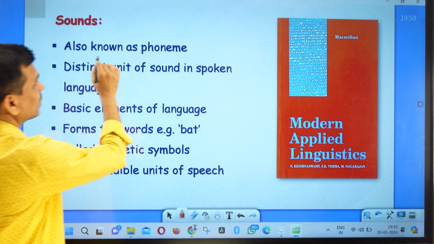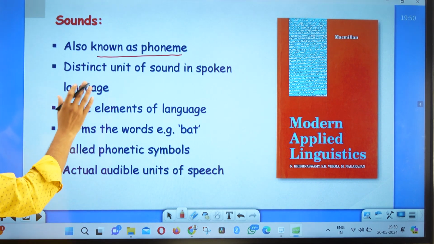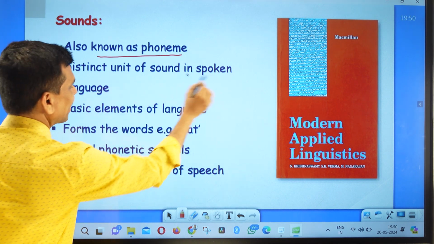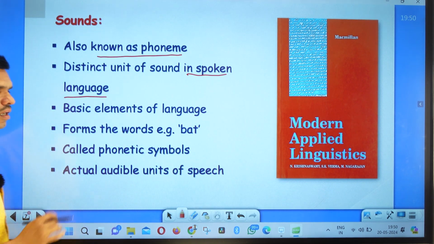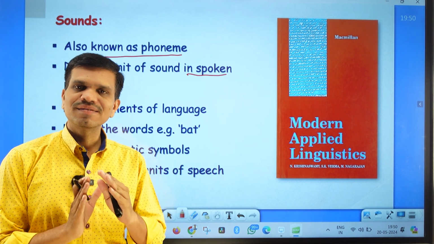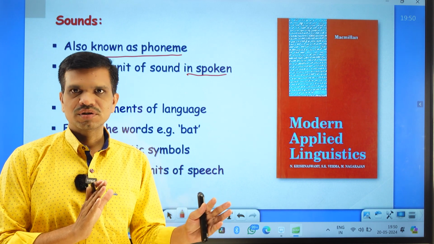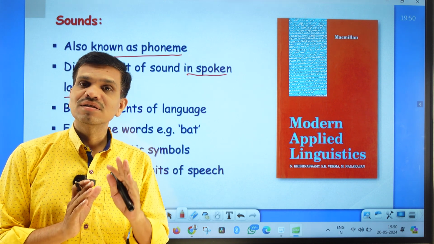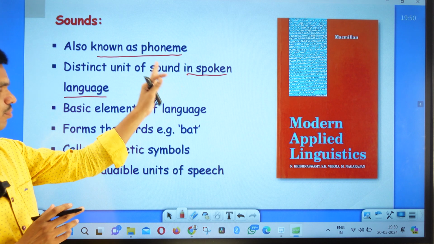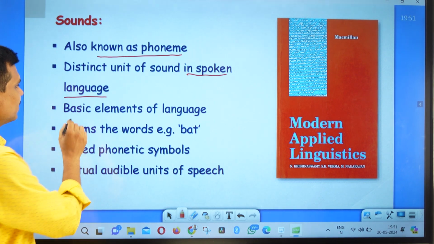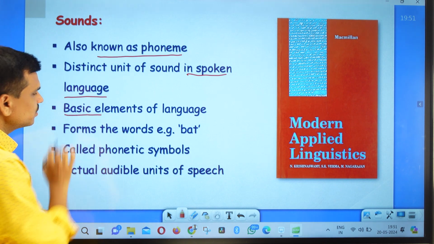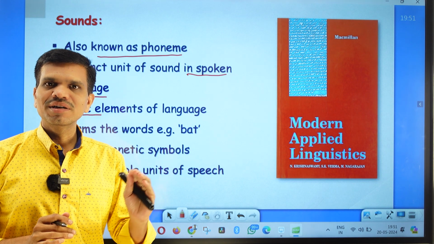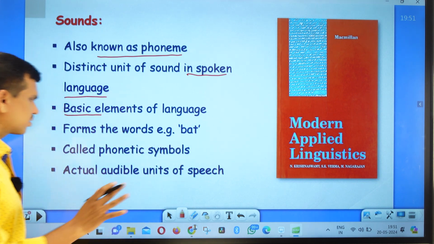Now sounds are also known as phonemes. So these phonemes are nothing but distinct units of sound in spoken language. So it is directly related to spoken language, and these sounds are distinct, meaning they are different from other sounds. For example, I am speaking to you, and each word I am producing has a different set of sounds. So this is basically in spoken language. These phonemes are the basic elements of language. Without these phonemes, or without these sounds, we cannot have spoken language. So these are basic elements.